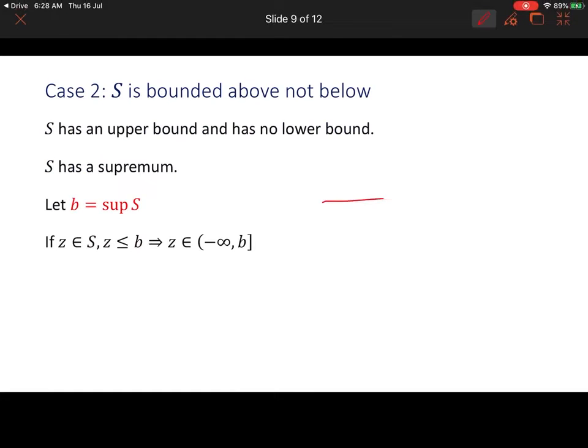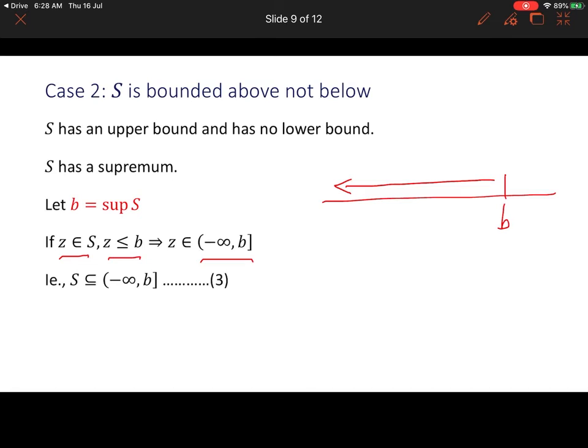Now if you take z an element of S, here B is the supremum. Supremum means it is an upper bound, so S lies to the left of B. So B is an upper bound. You take any z element of S, z will be less than or equal to B. If z is less than or equal to B, it is in the interval minus infinity, closed B. So any z element of S is in the interval minus infinity, closed B, and it means that S is a subset of minus infinity, closed B. We need this.